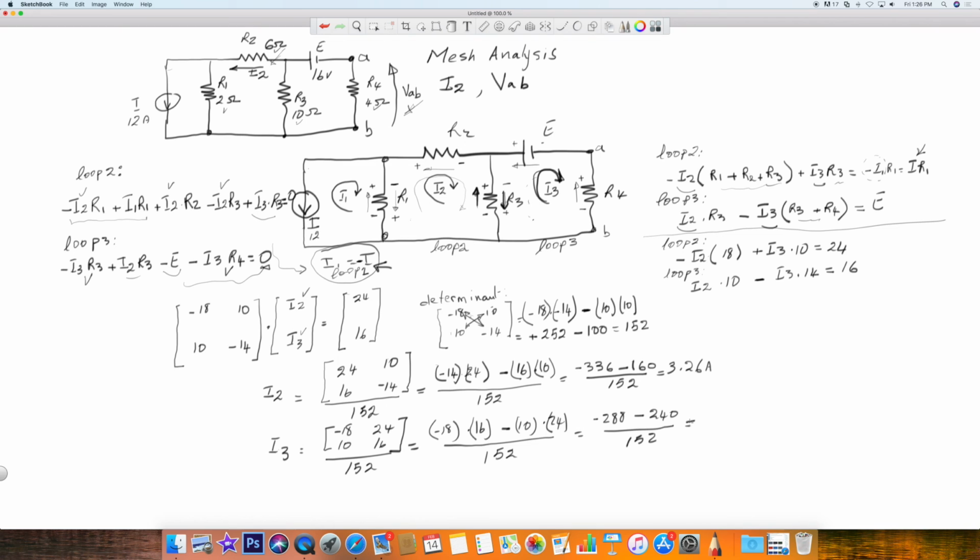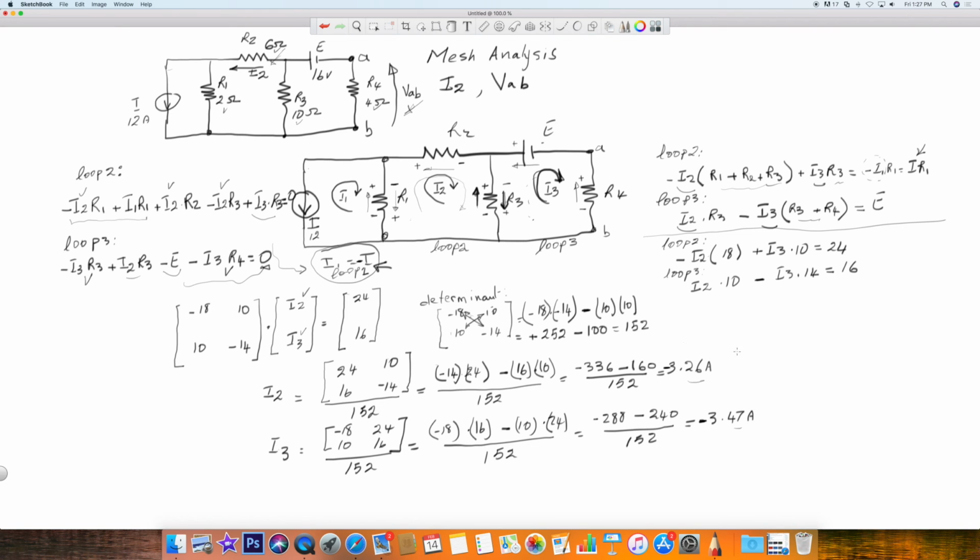By the way, this here is a minus. Let's not forget that, because we've got a minus right here, minus, minus. So we have minus 288, minus 240, divided by 152. So that is, again, minus 3.47 amps. I'm staying at two decimal points in terms of precision. And again, I have a minus and a minus. That tells me the current is heading the other way, but that's fine for now.